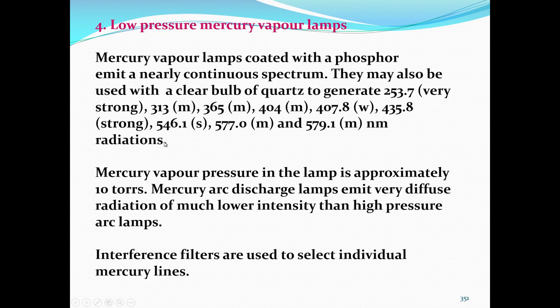So, what does this tell you? Basically, mercury vapor lamps give a continuum spectrum, but in the continuum spectrum you will see very strong lights corresponding to these wavelengths, that is 253.7, 313, 365, 404, 407.8, 435, like that you can see. The point to be noted here is that most of these lines can be separated from each other by using simple filters.